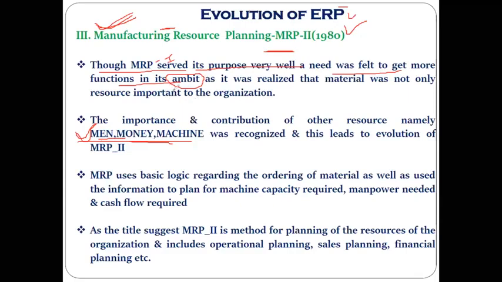The need was felt to get more function in its ambit, and it was realized that material was not the only resource important to the organization. The importance and contribution of other resources, namely men, money, and machine, was recognized, and this led to the evolution of MRP2. It is required to handle not just the material resource, but also the other three resources, which are men, money, and the machine. To satisfy these needs, MRP2 evolved, which stands for manufacturing resource planning.